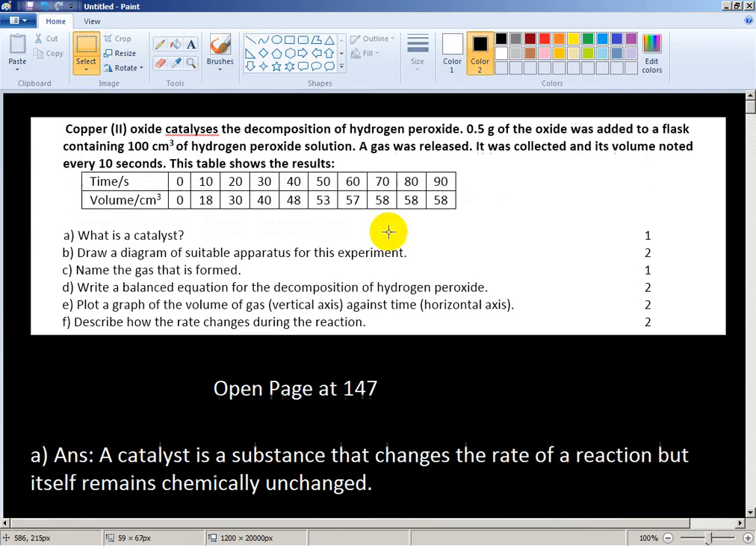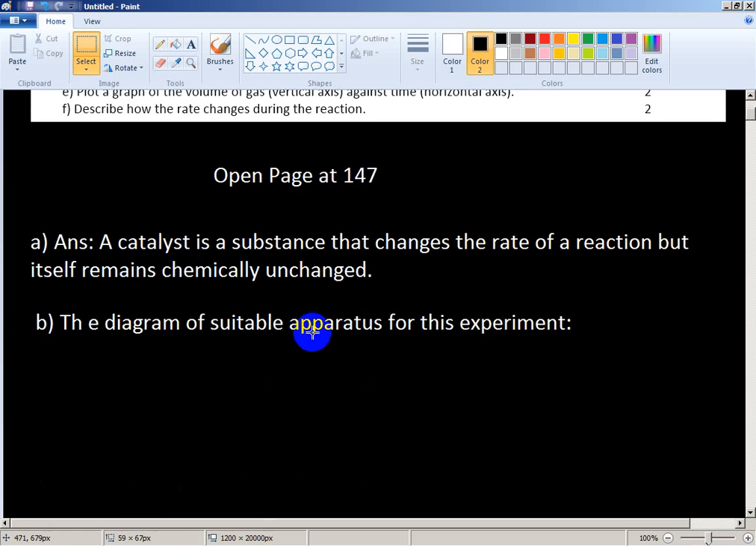Today's question number E. Plot a graph of the volume of gas, vertical axis, y-axis, against time, horizontal axis. Okay, this graph drawing is finished. Now describe how the rate changes during the reaction. How the rate changes during the reaction.